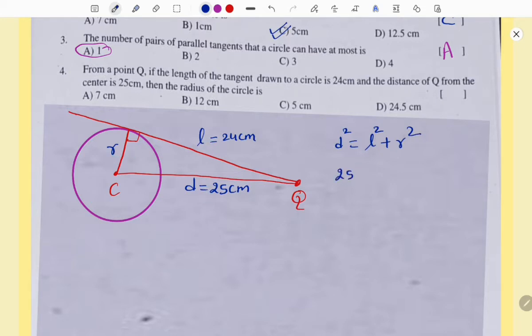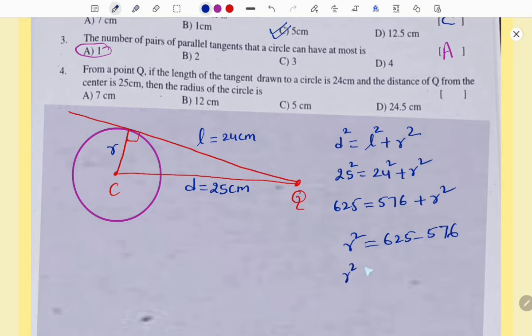Now 25 square is equal to 24 square plus R square. 625 is equal to 576 plus R square. Then R square is equal to 625 minus 576. So then R square is equal to 49, since 625 minus 576 gives 49. So R is equal to 7. So here the radius is equal to 7 centimeters. So option A is the right answer.